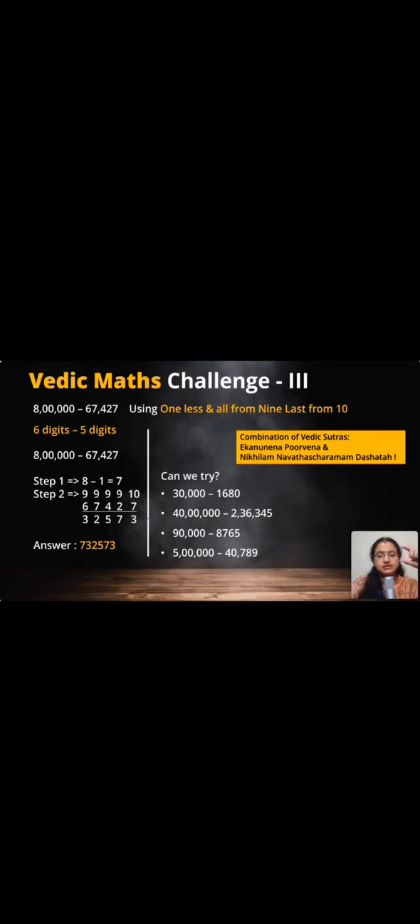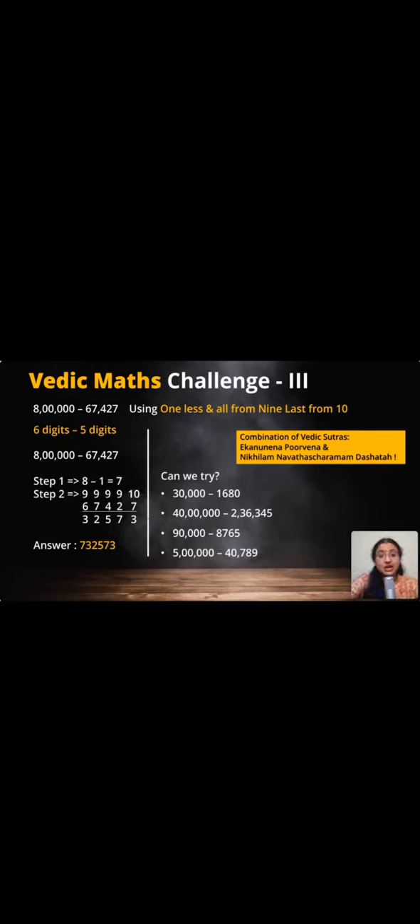I repeat the process. Whenever the number doesn't start with 1, the base starts with some other number than 1. If it was 2 or 3 or 4 or 5, whatever it is, we will start with Ekan Nunena. We will start with 1 less. So start with 8 minus 1, 7, and then followed by all from 9, last from 10. Other things remain the same. This is a 5-digit number, this is a 6-digit number.